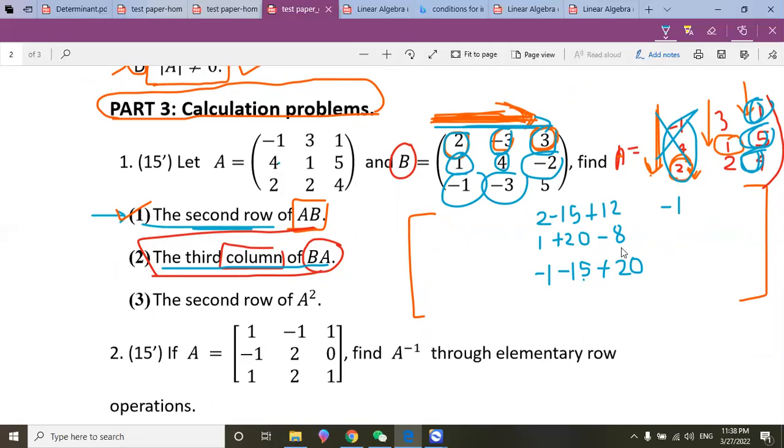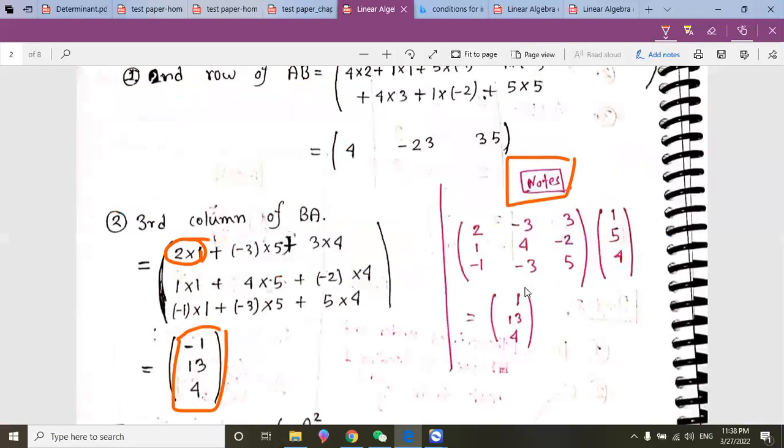minus 1, and then 21 minus 8, 13, and 20, so 4. Okay, so minus 1, 13, 4. Yeah, minus 1, 13, 4. So it will be minus 1. Maybe Laoshi has written the wrong answer here. It will be minus 1, I'm sure. I wanted to say Laoshi, but somehow I didn't get the chance.